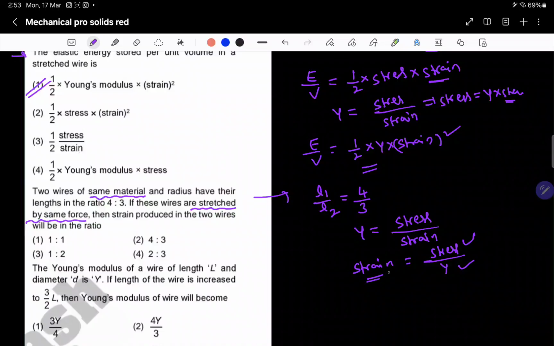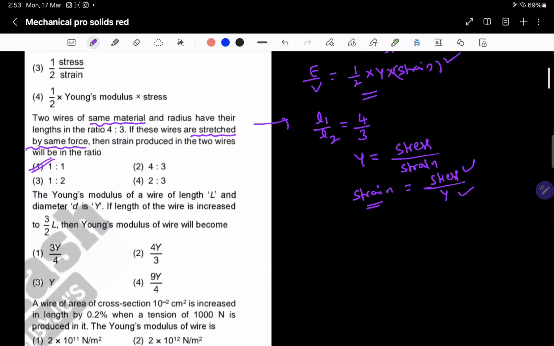So what is the ratio of strain? The strain ratio is 1 is to 1. Many students have confusion here. They think the length ratio 4 is to 3 is the strain, like increase in length to original length. No, students, here the strain is 1 is to 1 only. Stretched by the same force is given and the material is also the same, students. Now 1 is to 1, very important.